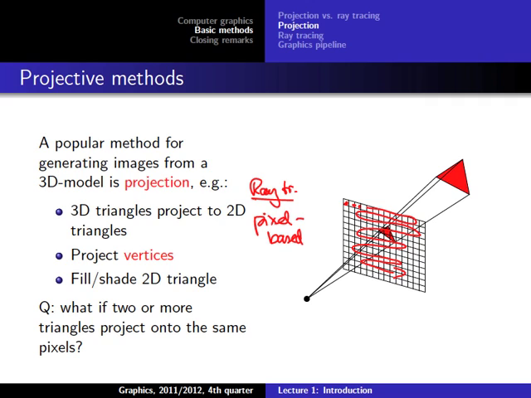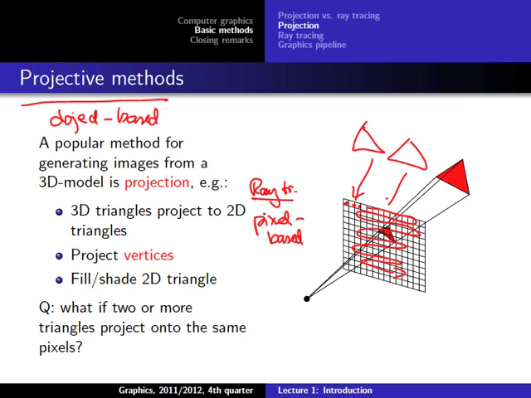For projective methods, we say we do not look at the individual pixels, but we look at the individual objects. So projective methods are object-based. If we have, for example, 3 objects here, like 3 triangles, we look at each single object and then project it towards the screen and then draw it on the screen.